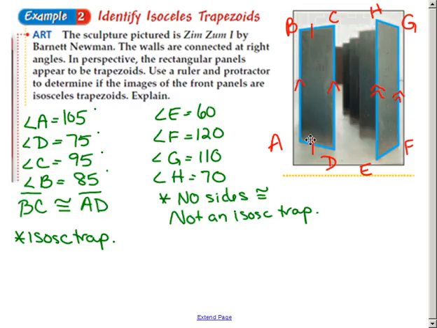However, when we look at our second figure and we look at our angle measurements, we have two sets of supplementary angles, E and F, with G and H. So it is a trapezoid because it has at least one pair of opposite sides parallel to each other. However, it is not isosceles because it does not have a pair of opposite sides that are congruent. So our figure ABCD is considered an isosceles trapezoid, while EFGH is not.